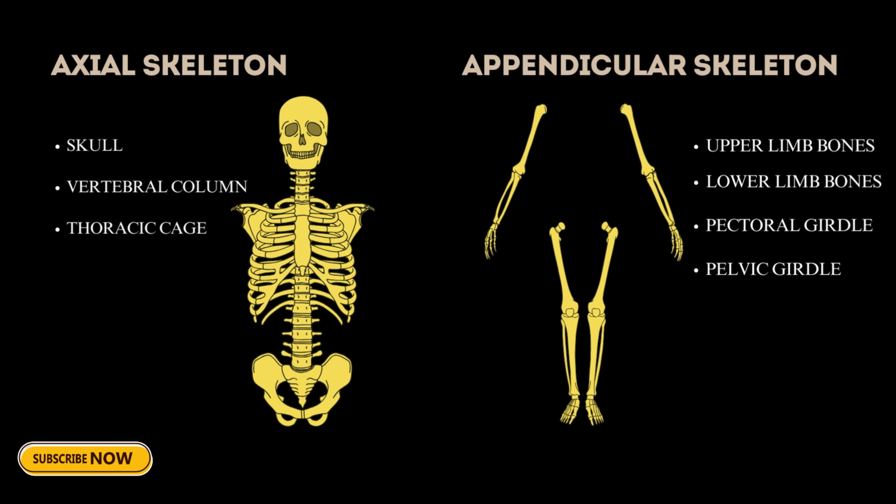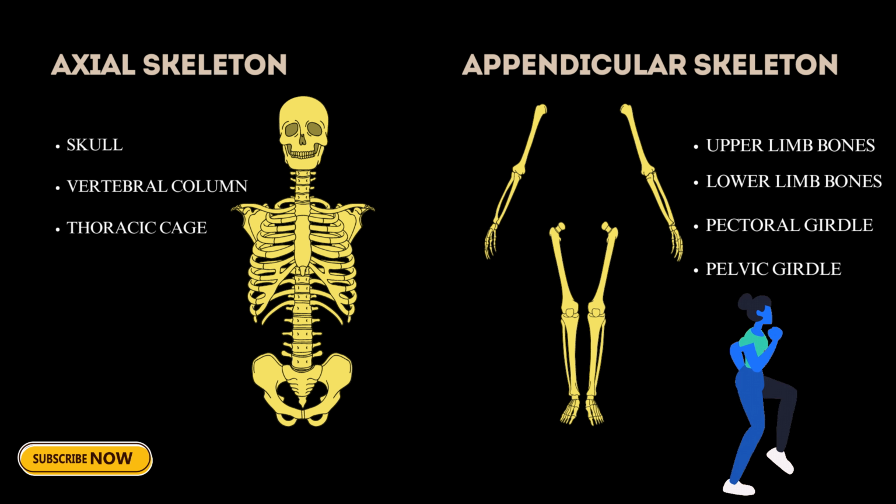Your axial skeleton is the core structure that holds everything together. It's made up of the skull, spine, ribs, and sternum. Your appendicular skeleton is the part that lets you move around and interact with the world. It includes your arms, legs, shoulders, and pelvis.